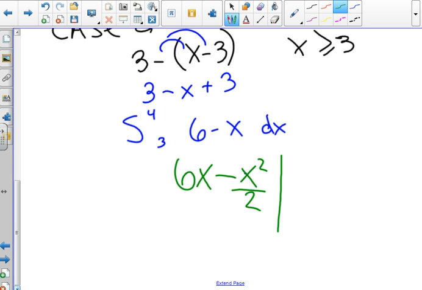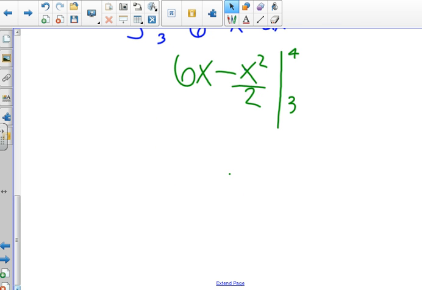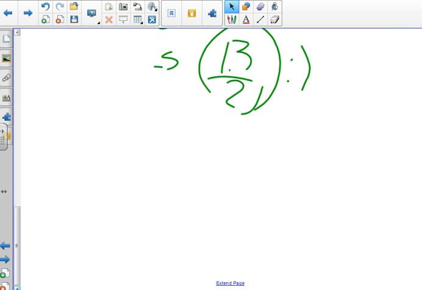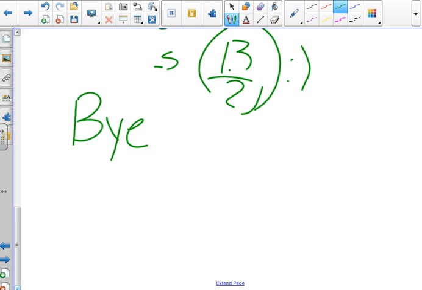Add them? Oh, yep, add. Think about this as the area of one part, and this is the area of another part. It's 13:02. Guys, you did awesome, good job.